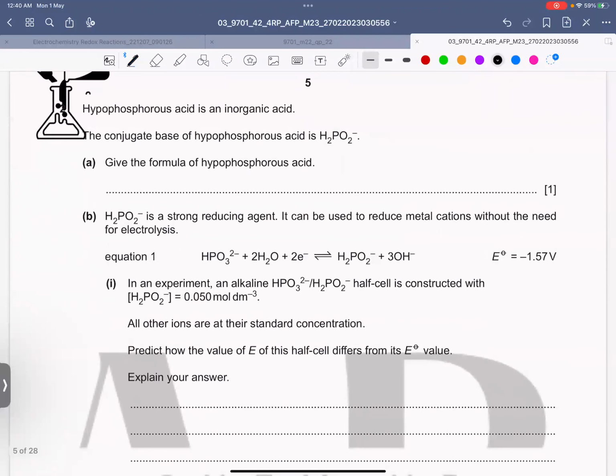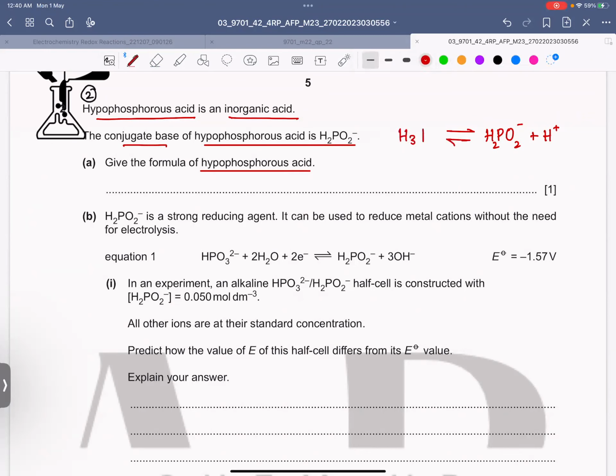Now, question number 2. Hypophosphorus acid is an inorganic acid. The conjugate base of hypophosphorus acid is H2PO2 negative. Give the formula of hypophosphorus acid. So if it's the conjugate base of hypophosphorus acid, it clearly means that it must be formed by the release of H positive. So when we move back, it would become H3PO2. So basically, this is the formula of hypophosphorus acid, H3PO2. Is this clear?